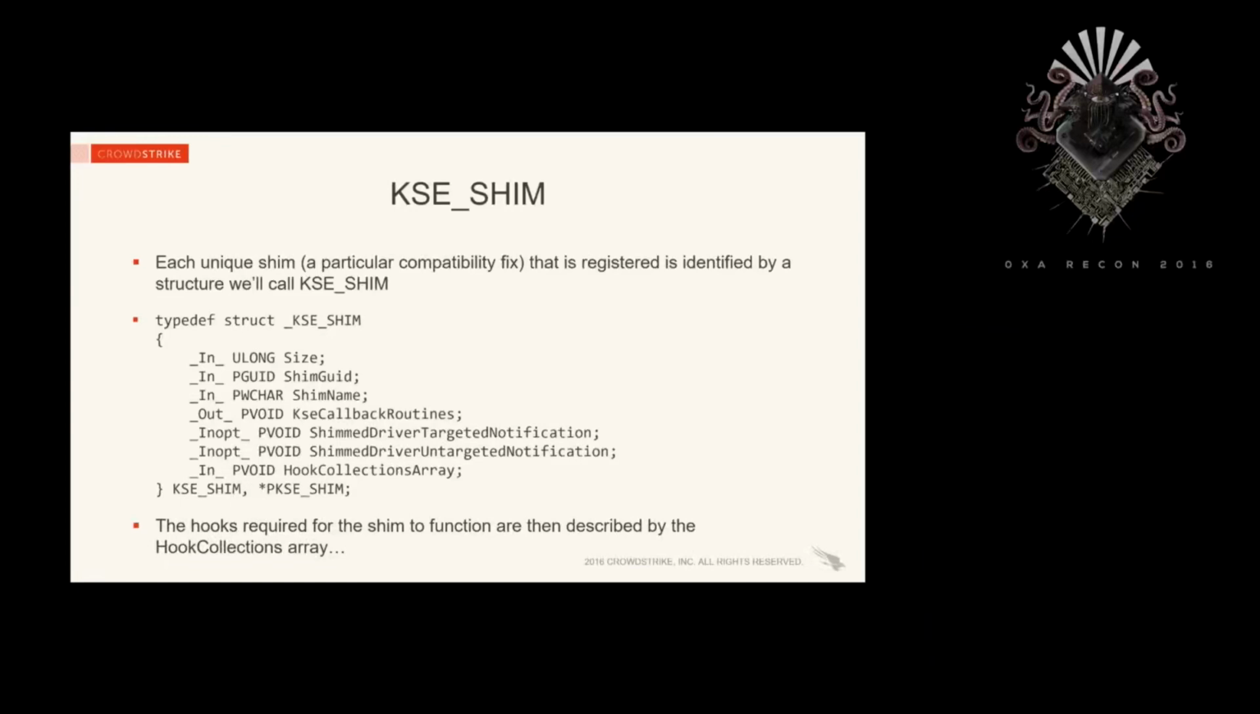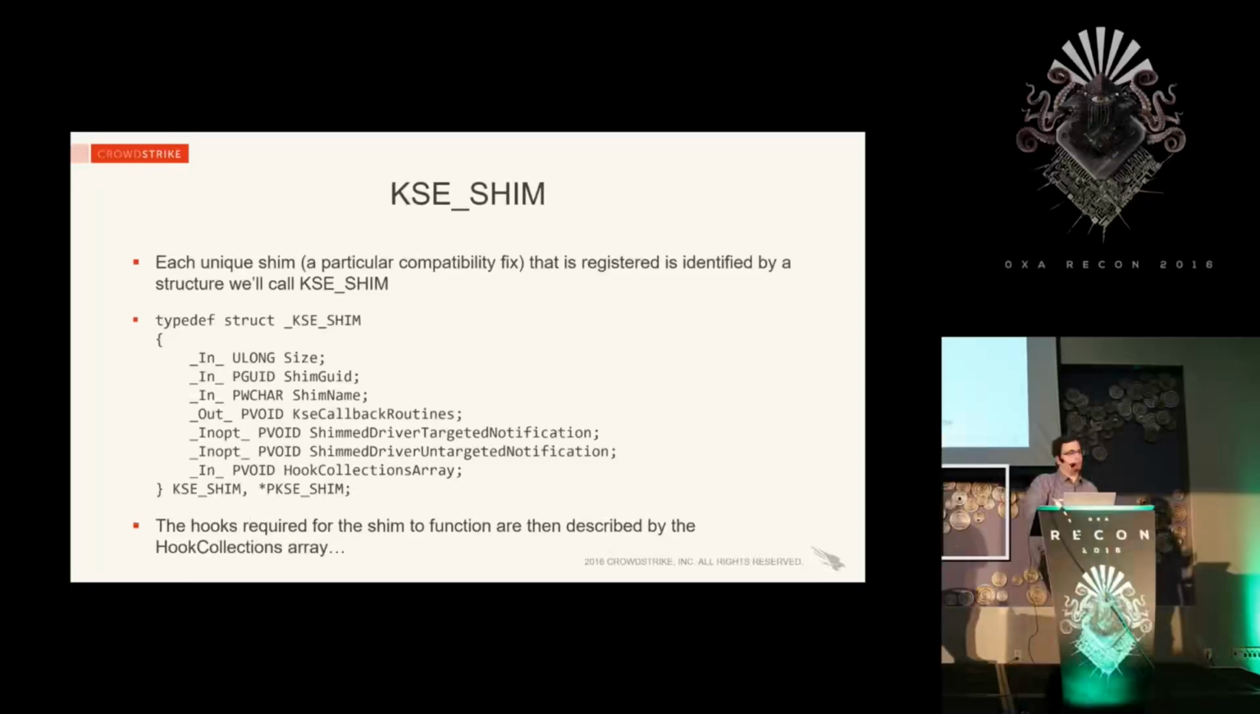Now the name of the shim that you're registering and the GUID of the shim you're registering must match one of the shims in the SDB file. And the SDB file has your shim name and your GUID. So you can register an arbitrary shim, but nothing will use it because the SDB file won't actually match up to that. Then you get some callback routines, and we'll see what those are useful for. And then you get 2 notifications. One when your driver has been targeted, so when one of the drivers you're shimming has been loaded. And another one when one of the drivers you're shimming has been unloaded.